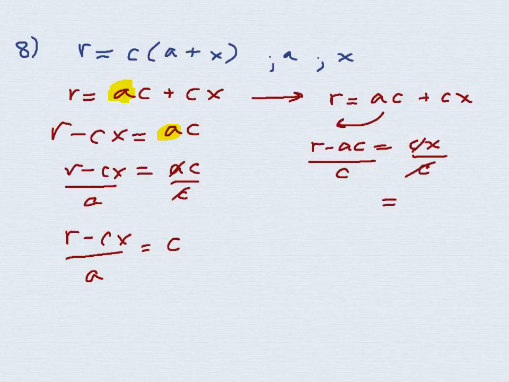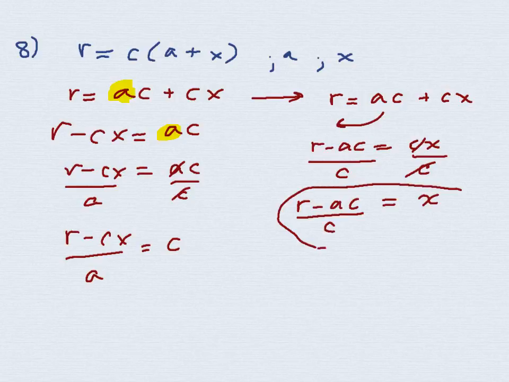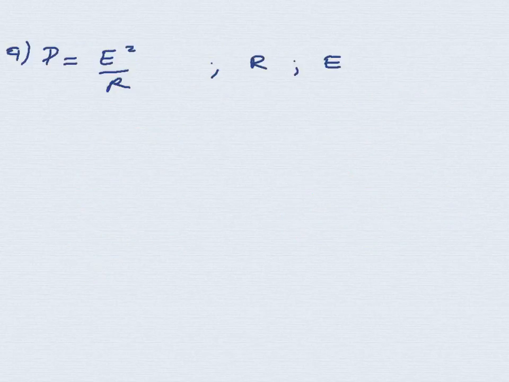You have one C term on the right, C on top, C on bottom is going to cancel. On the left, you cannot cancel the C's because there's no C term with the R to cancel, so you can't do it for half. You've got to keep it as R minus AC over C. And there's two answers for that equation rearranged.